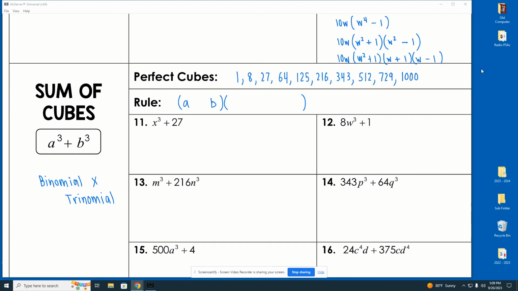Now, let's go to your trinomial. I like to start with the edges. The edges, you take a and b and you square them. So this edge will be a squared, and this edge will be b squared. Okay? So the last term that I need is this middle term. To find this middle term, you simply multiply a times b. So there's your binomial and your trinomial.